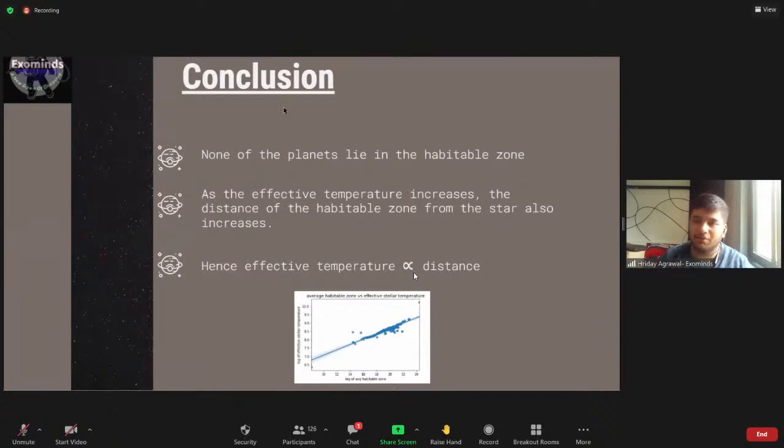As our data were reduced from around 4,000 to 614. After that, as the effective temperature increases, the distance of the habitable zone from the star also increases. And hence, what we find is that effective temperature is directly proportional to the distance.